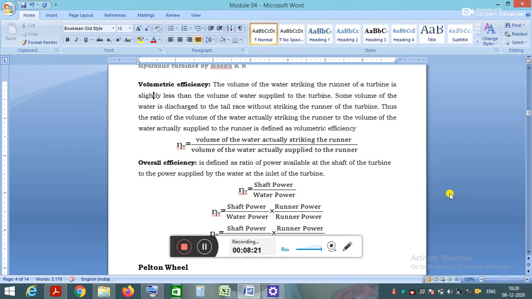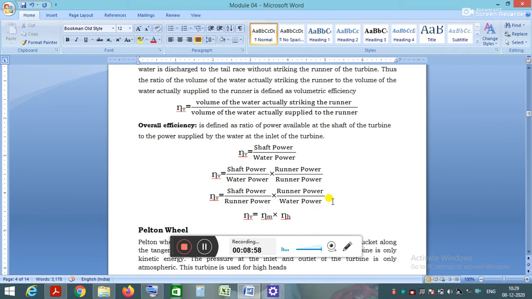Next one is overall efficiency. Overall efficiency is defined as the power available at the shaft of the turbine to the power supplied by the water. We already discussed mechanical efficiency and hydraulic efficiency. Hydraulic efficiency is runner power by water power, and mechanical efficiency is shaft power by runner power. Similarly, overall efficiency is the ratio of shaft power to the water power. It is not shaft power to the runner power, it is shaft power to the water power.